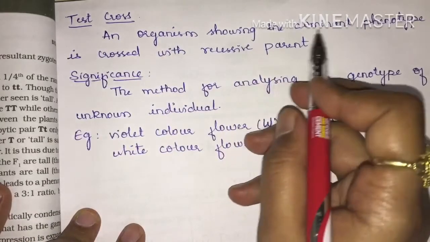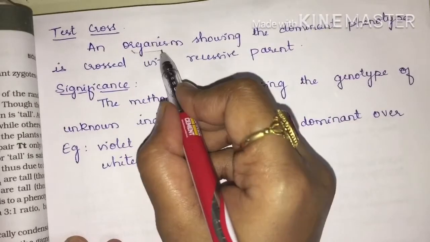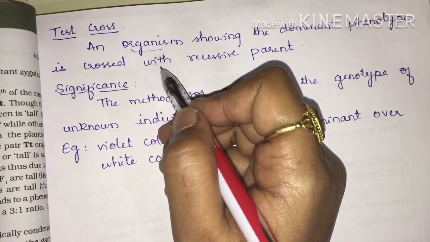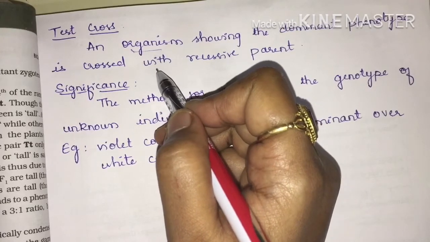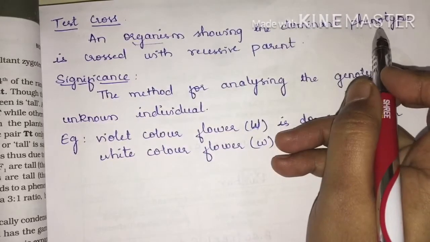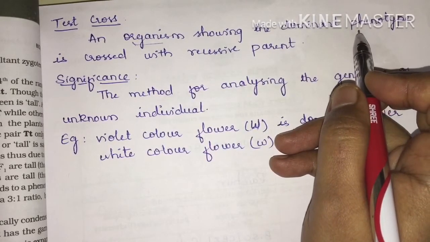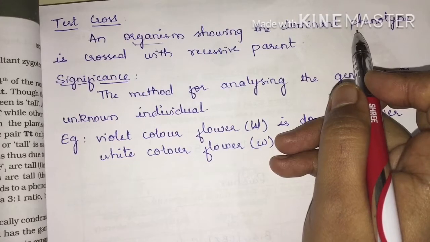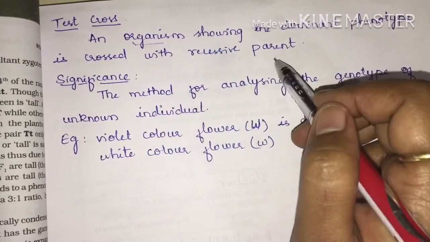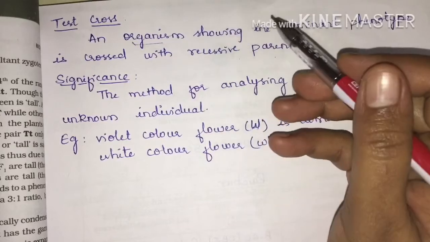An organism showing the dominant phenotype. You can take the example of the pea plant itself, because we chose that as an example in a previous video. So the same example we shall continue. In the pea plant, which was showing the dominant phenotype? That was tall. It is crossed with the recessive parent. The dominant phenotype was crossed with a recessive parent.